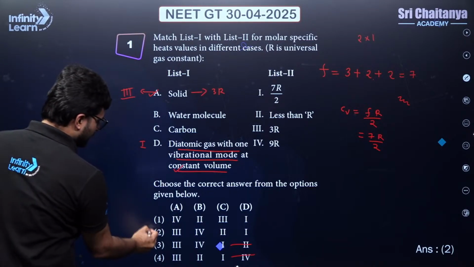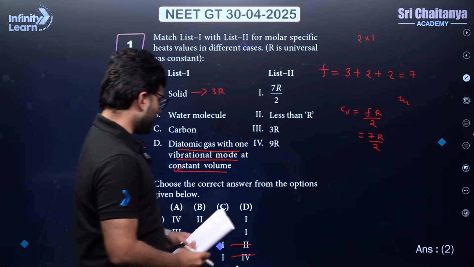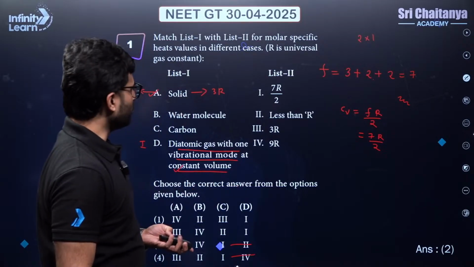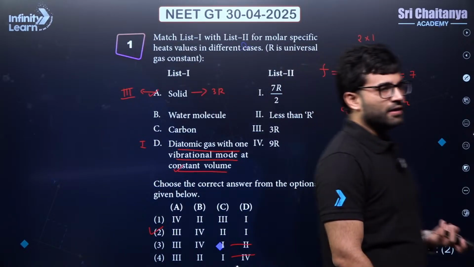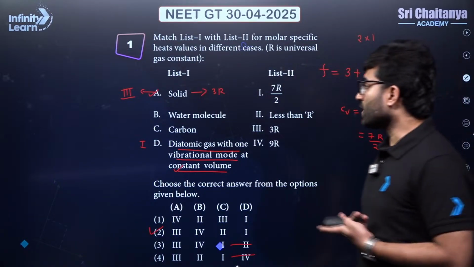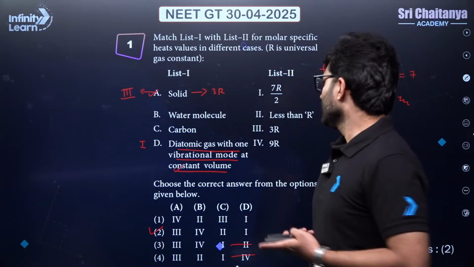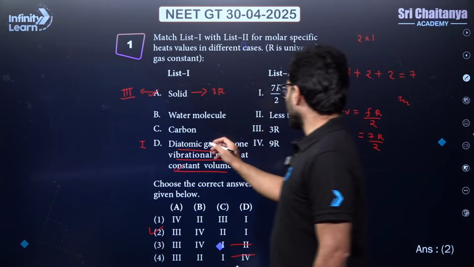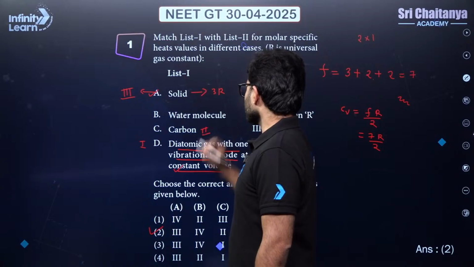So now if we have 3 here and if we have 1 here, the answer would be 2, right? Fairly simple, correct? For carbon is an exception. For carbon it is actually 6.1 and that is less than R. So if you know, for carbon it is less than R.